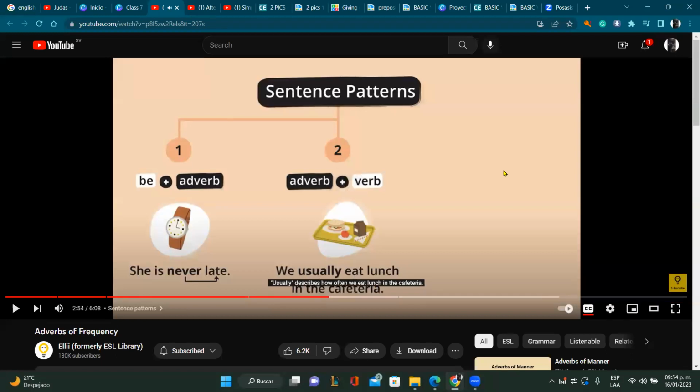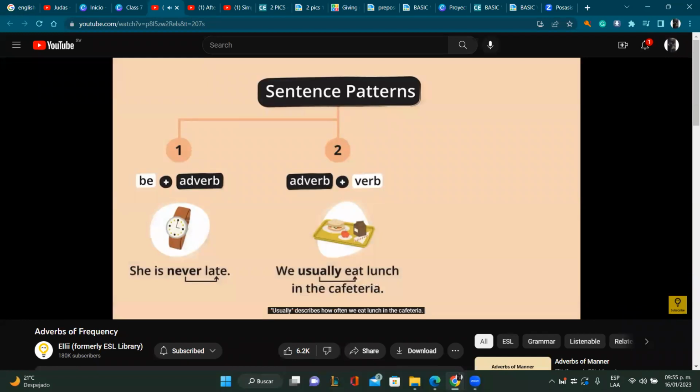In this case, because we are using other verbs, not verb to be, like eat, drink, drive, whatever, any other verbs but verb to be, we place the adverb between the subject and the verb. So we don't say we eat usually. No, we usually eat. Usually describes how often we eat lunch in the cafeteria.